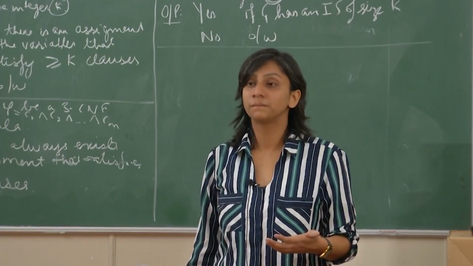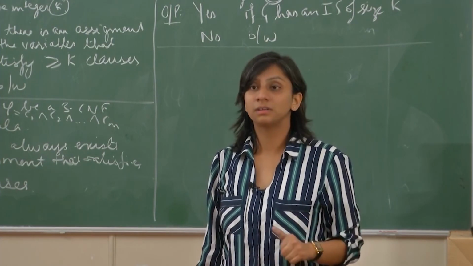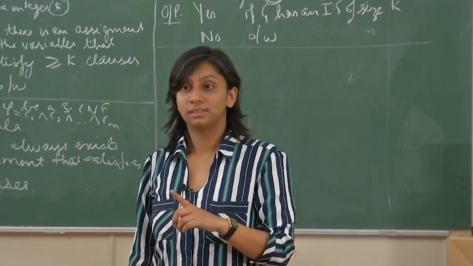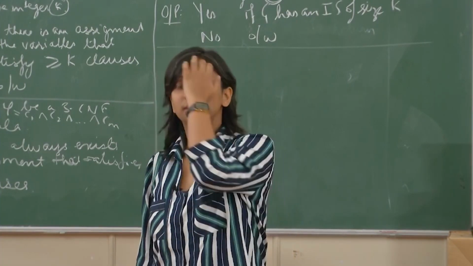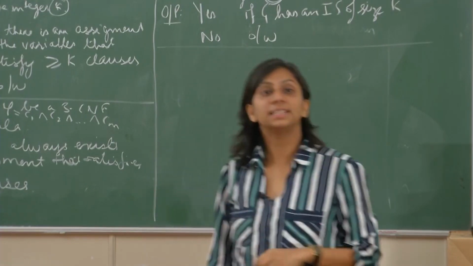Sorry? You've learned the maximum chromatic number of a planar graph is what? 6. Yes. So we can do that. Okay, so let's go by that.